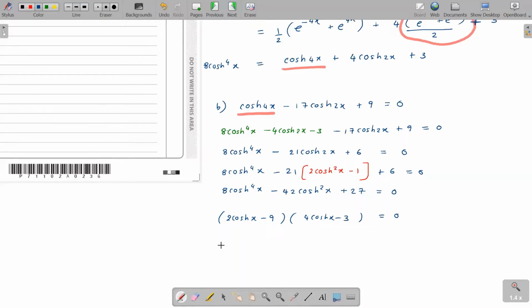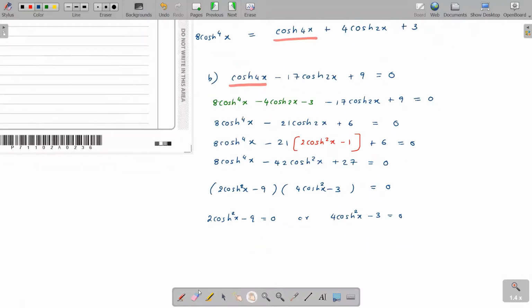Equals 0. And then let's make each bracket equal to 0 separately. 2 cos square x minus 9 equals 0, or 4 cos square x minus 3 equals 0. Basic unit is not cos x, it's cos square x, because this is the basic unit. Okay, simplify, make cos x the subject in each of these.